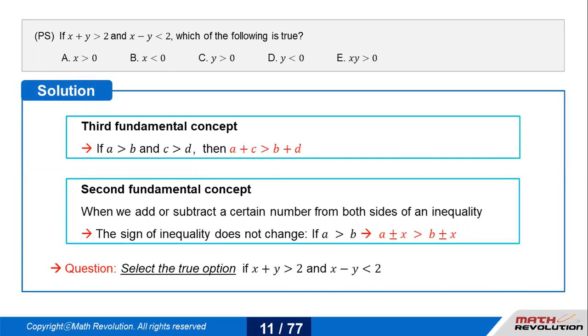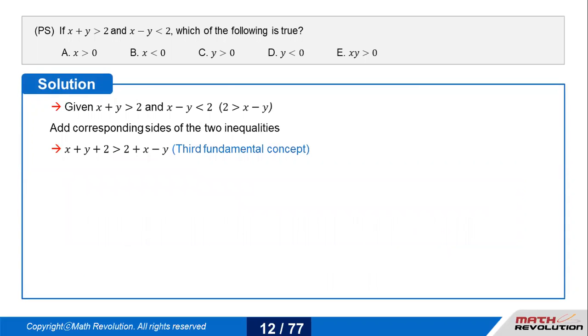But the second part is X minus Y is less than 2. The two inequalities are not the same. So what we will do here is we'll make the two inequalities, first of all, in a similar fashion. So X plus Y is already greater than 2. The second inequality, which is X minus Y is less than 2, we will make it 2 is greater than X minus Y. Now we have both the inequalities in the greater fashion. So we will add them up.